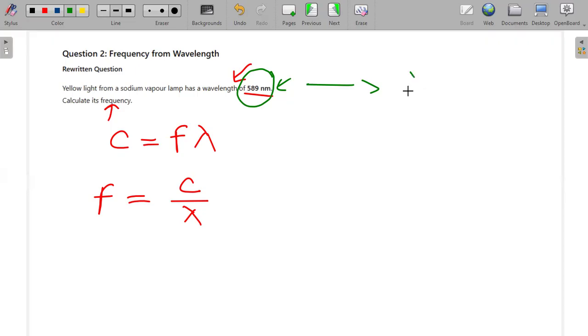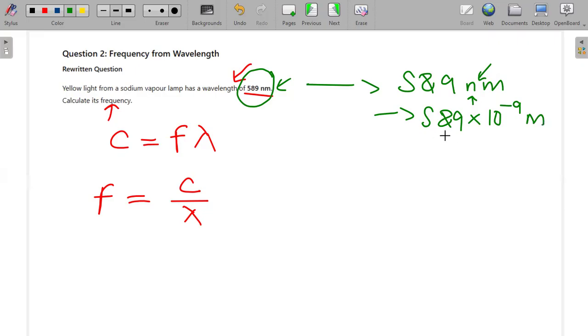So this is 589 nanometers. I'm just going to replace this nano with its value from the metric system. So this will be 589, then the nano is the same as 10 to the power minus 9. And then I remain with the meters. It means I've converted my wavelength to what? To meters. And then I can divide now.